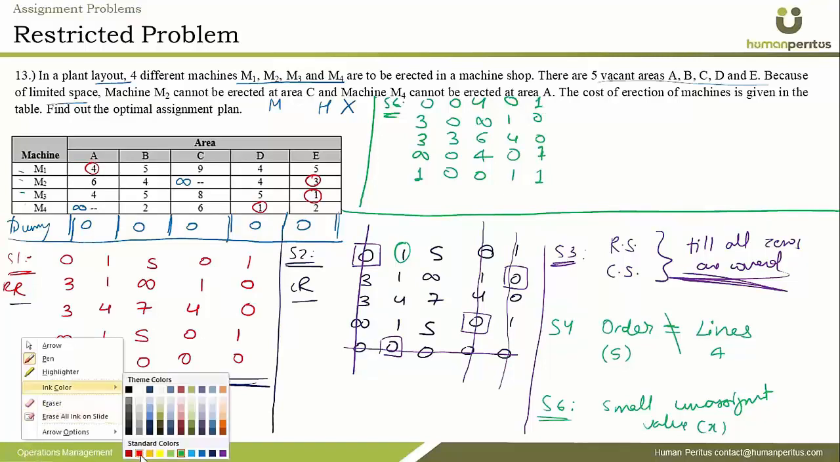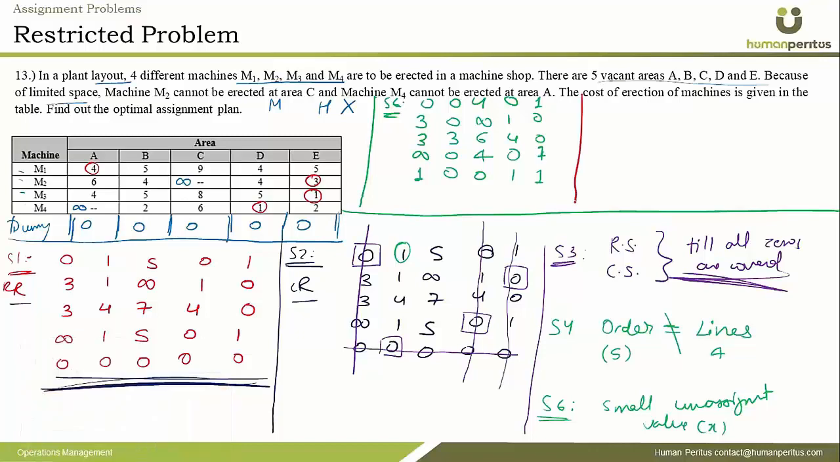Next, I have to do again row scanning and column scanning. First row scanning: there are 3 zeros. I cannot make any change. For the second row, there are 2 zeros. I cannot make any change. For the third row, there is 1 zero. Let me assign this and cross this. For the fourth, there are 2 zeros. I cannot do anything. For this column, there is 1 zero. I can assign this and I can cross this row.